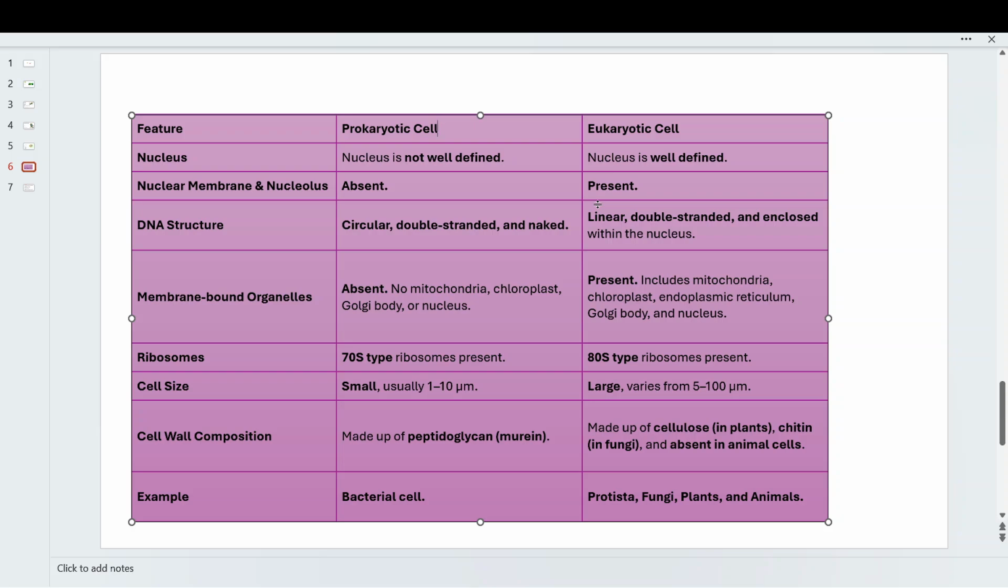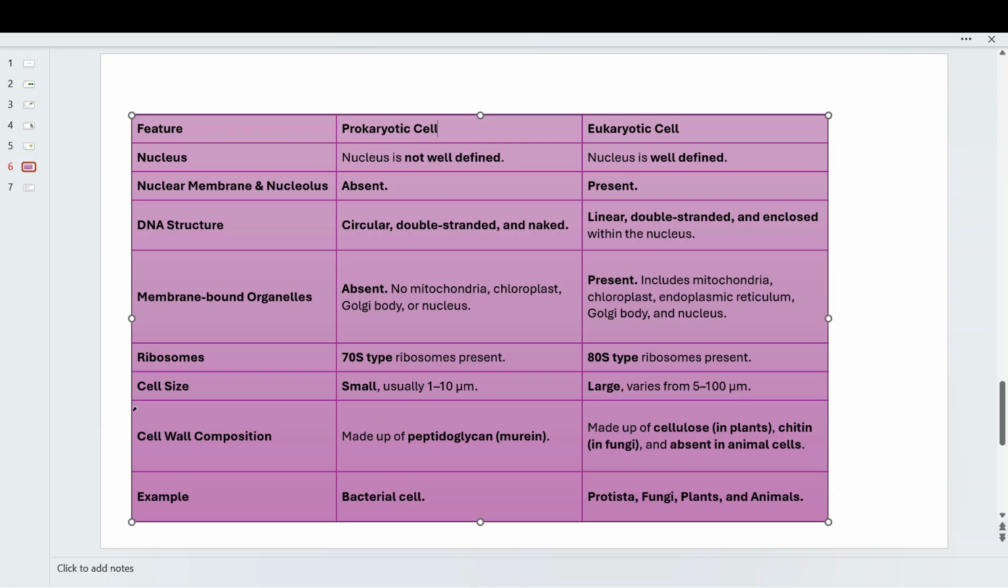We also say that eukaryotic cells evolved from prokaryotic cells, but that is okay scientifically. Next is DNA structure. In prokaryotic cells, DNA is circular, double-stranded, and naked. In eukaryotic cells, DNA is linear, double-stranded, and enclosed within the nucleus.